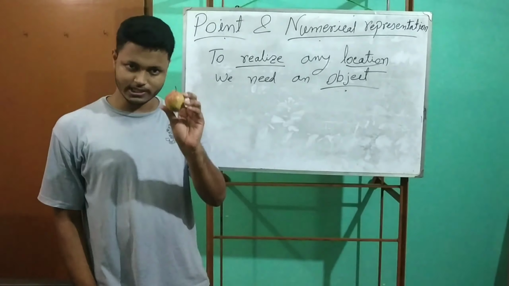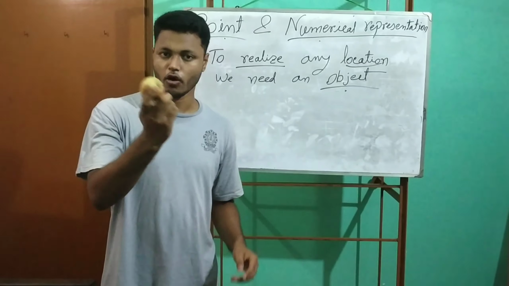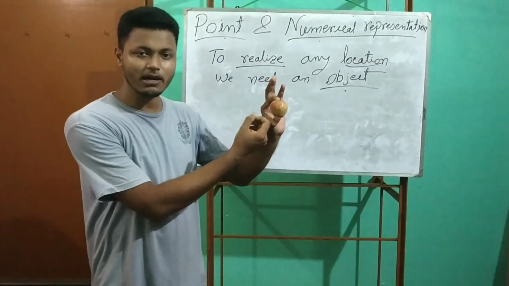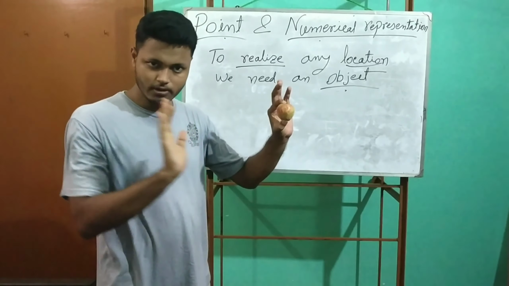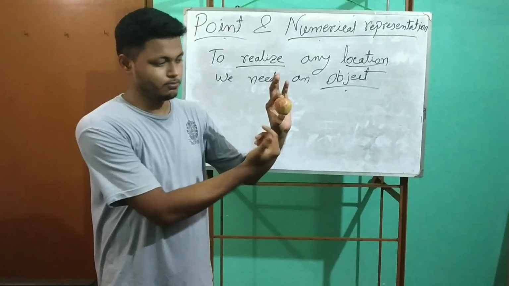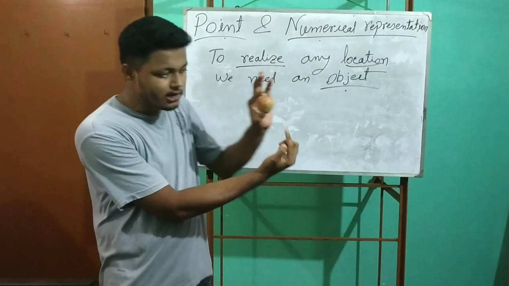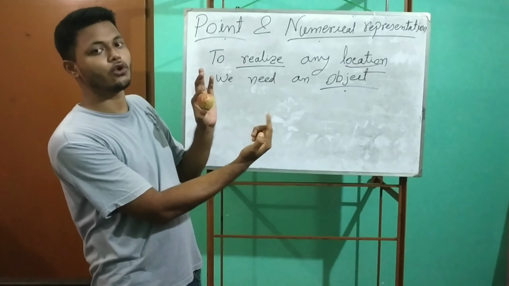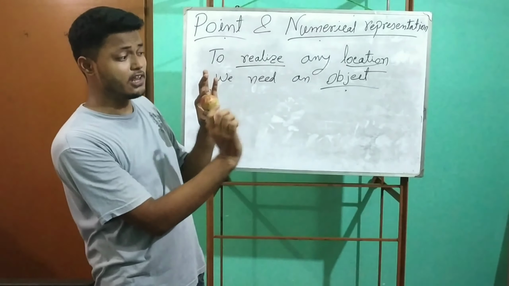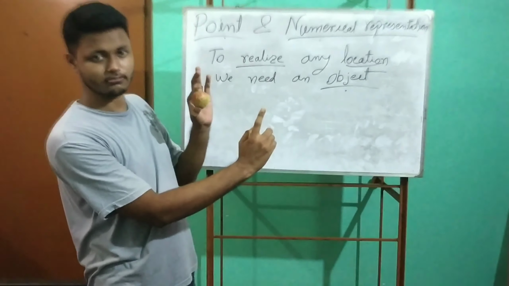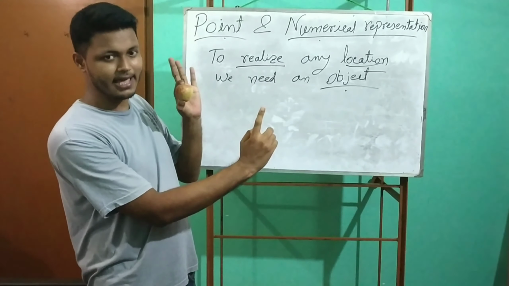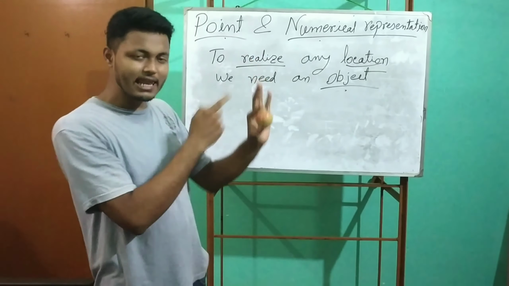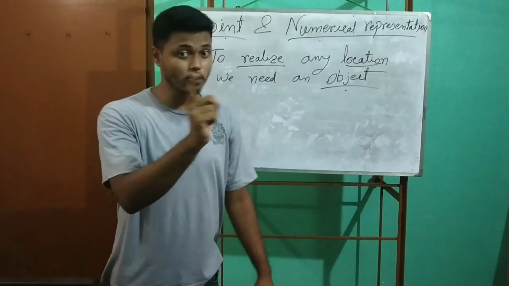Suppose this is an object. This is an apple. This is an object. And if I kept this apple here, it's representing a particular location. Right. Now if we move this apple from here to here, then this location is no longer visible. In fact, you can't realize this location. So again, if we restore the place, you can realize it. So to realize any location, you need an object.